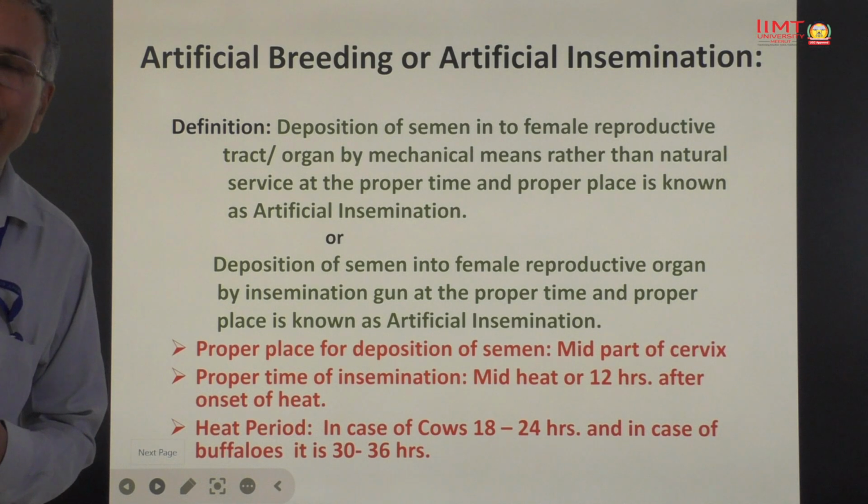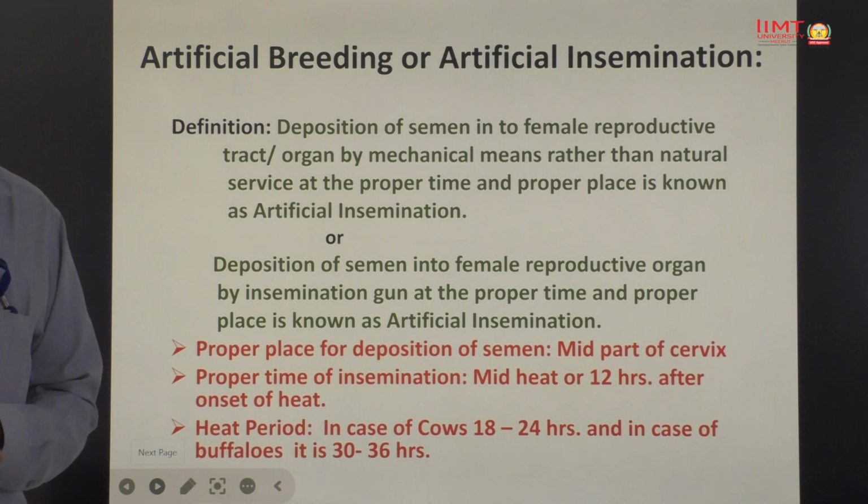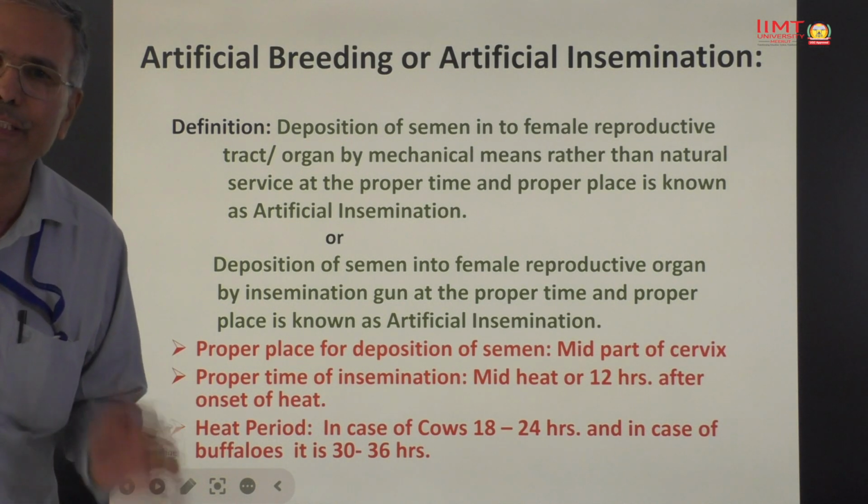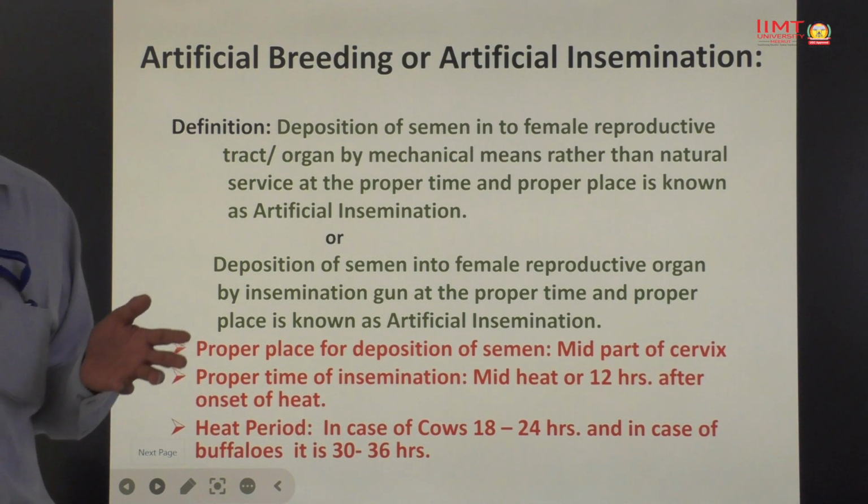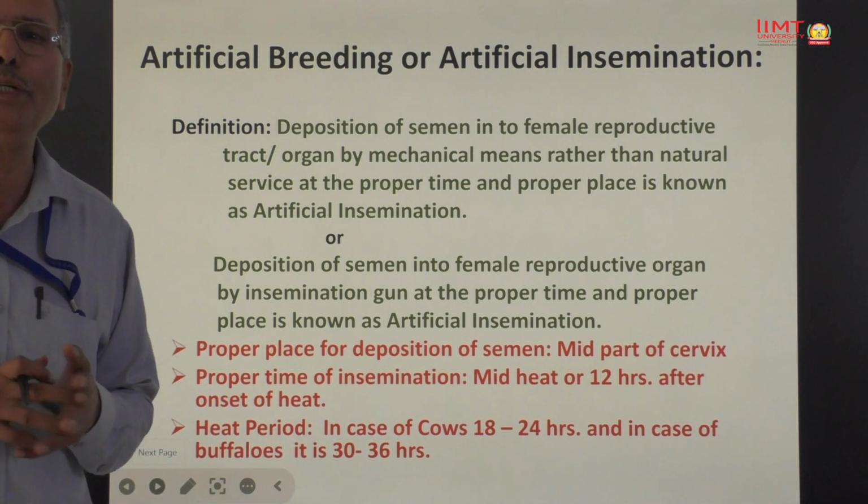Second method of animal breeding is artificial breeding or artificial insemination. What is artificial insemination? How can it be defined?